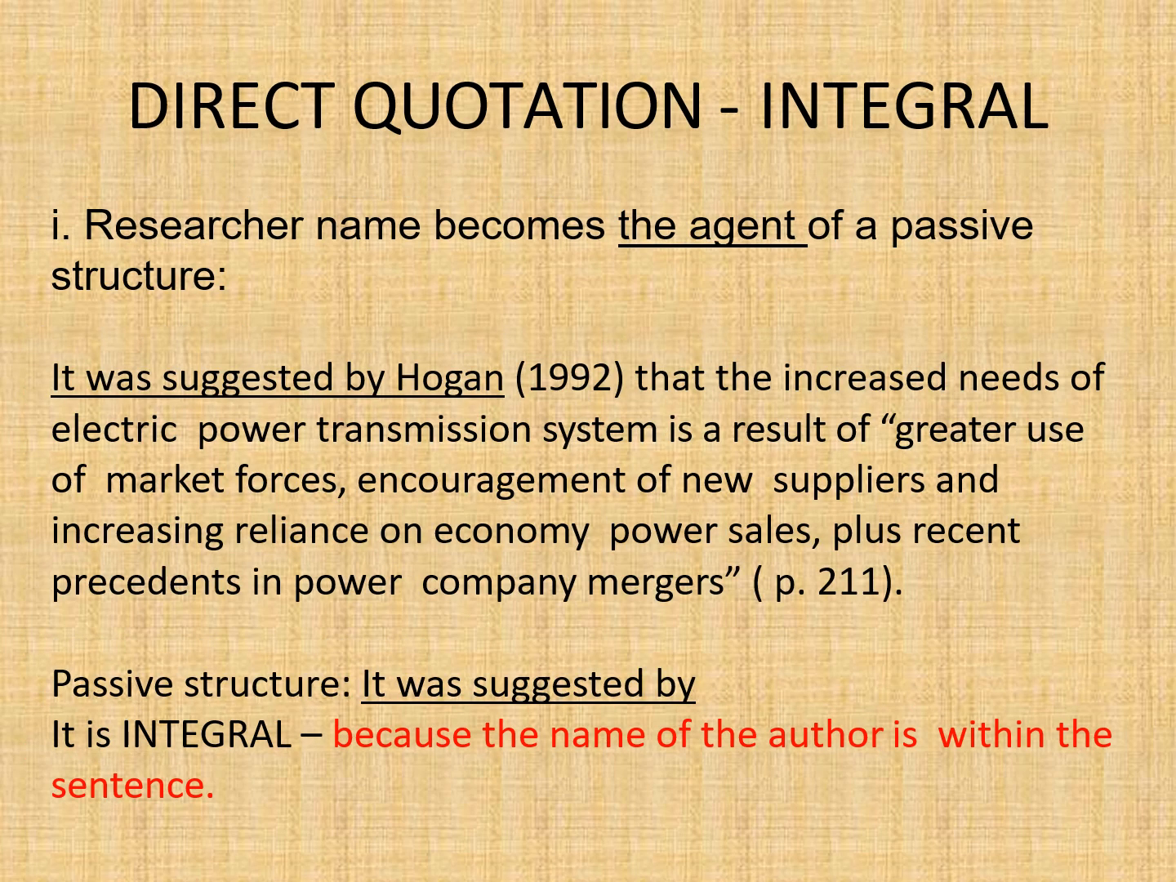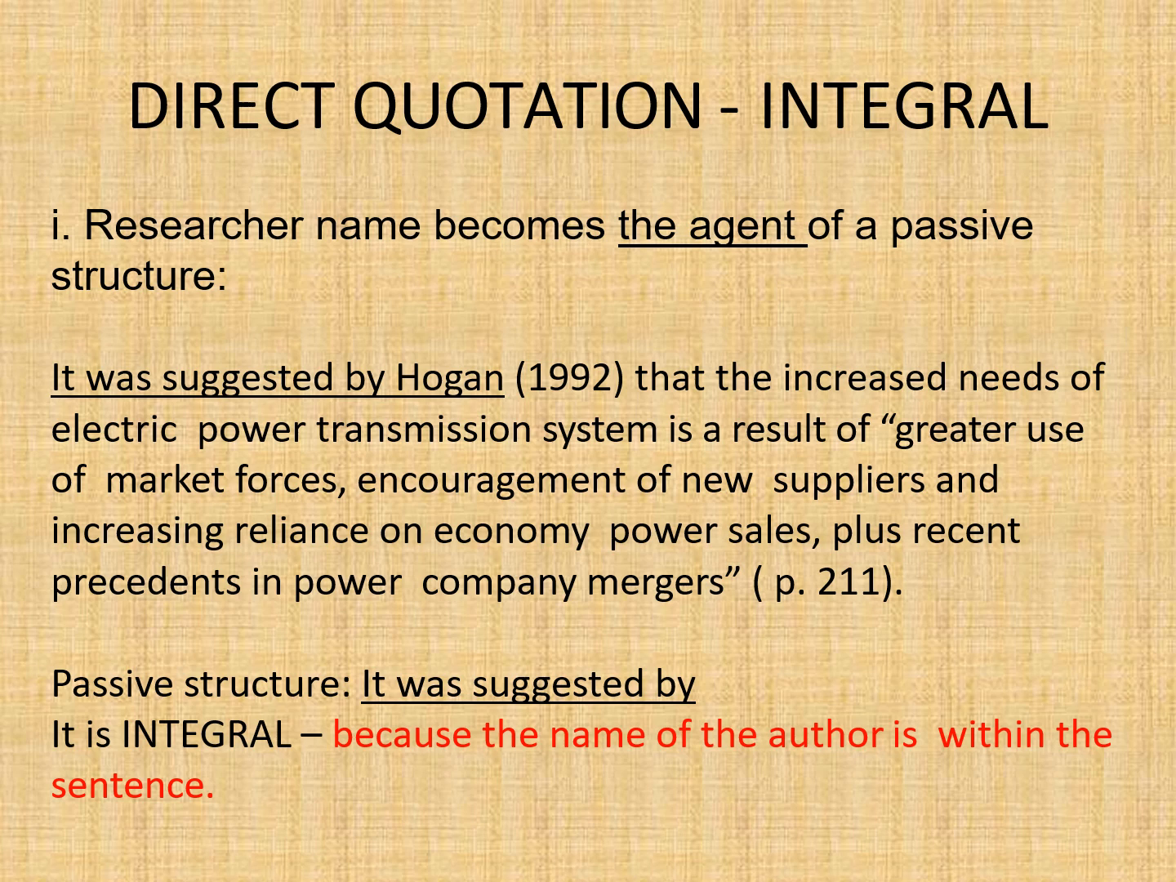Another way of doing direct quotation integral is when we put the researcher name as the agent of a passive structure in our sentence. For example, it was suggested by Hogan, 1992, that the increased needs of electric power transmission system is the result of greater use of market forces, encouragement of new suppliers, and increasing reliance of economy power sales, plus recent precedents in power company mergers, page 211. Okay, we have a passive structure.